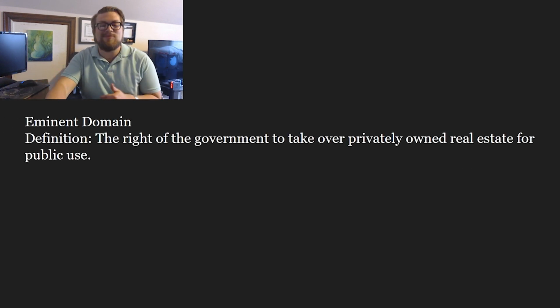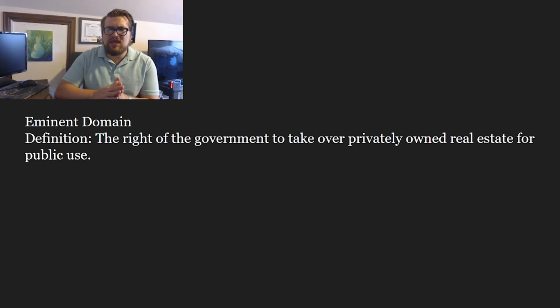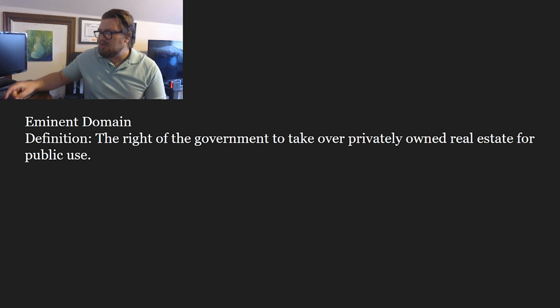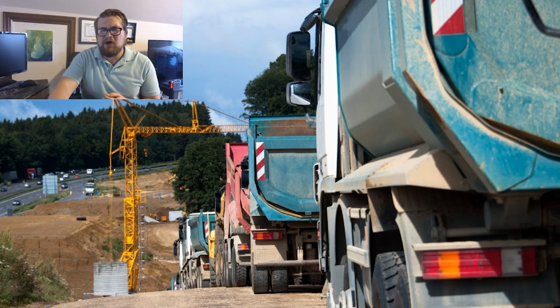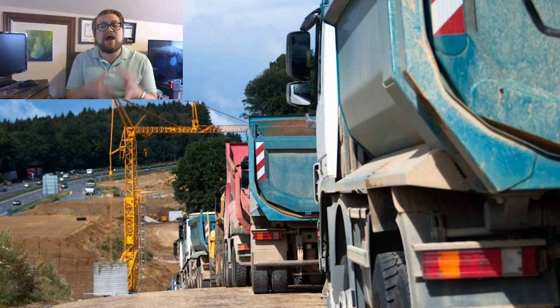So eminent domain. Eminent domain is the right of the government to take over privately owned real estate for public use. Now, it's worth noting, in some cases, private entities may also have the power of eminent domain for projects if it's considered public use. So what does all this mean? Well, as it states, eminent domain is the constitutional right of the government to take over privately owned real estate for public use, usually despite the owner's wishes.